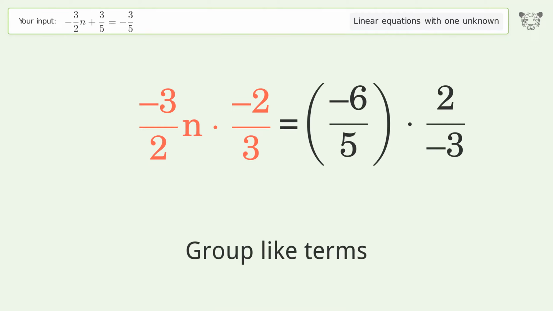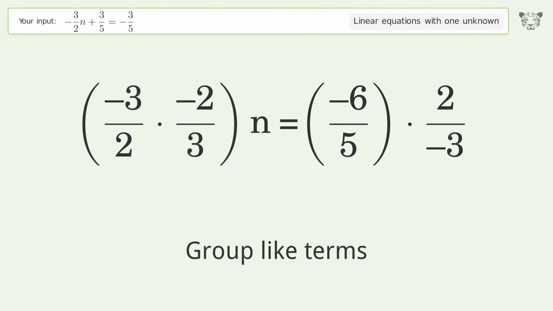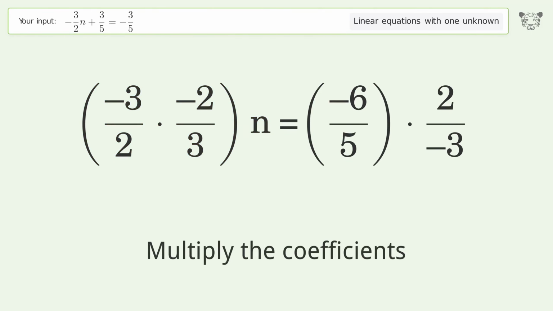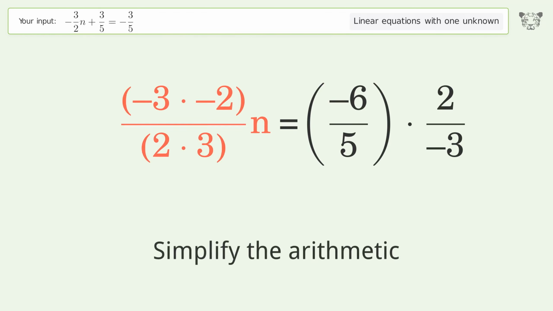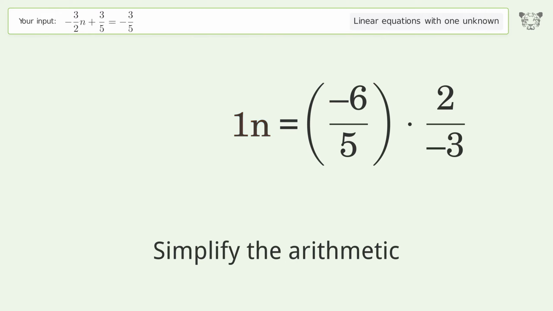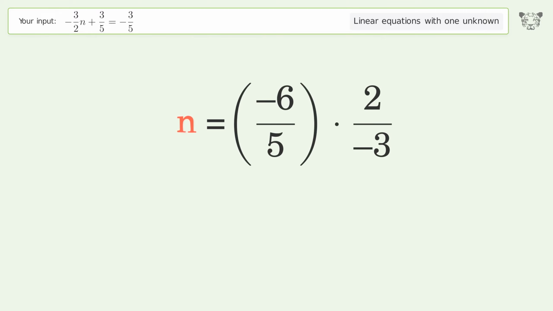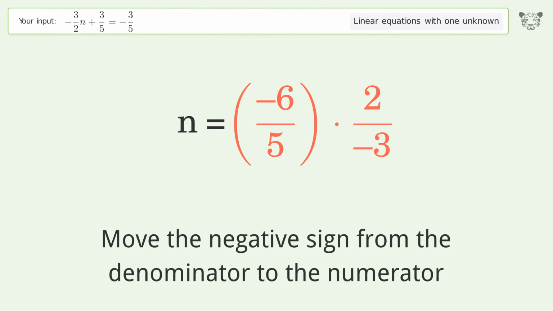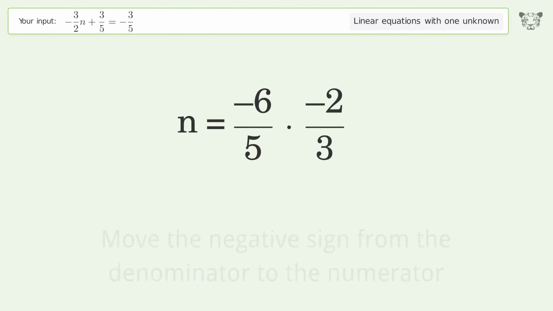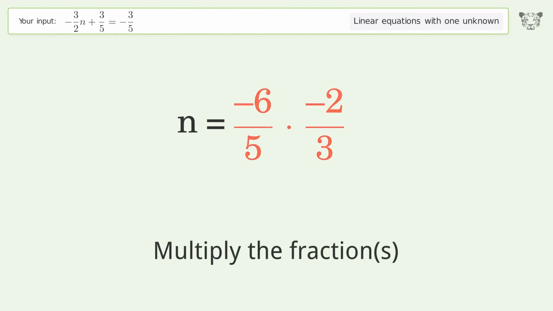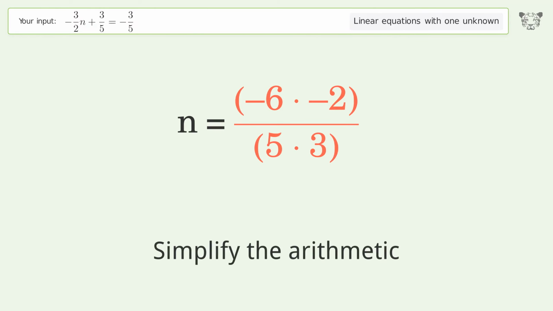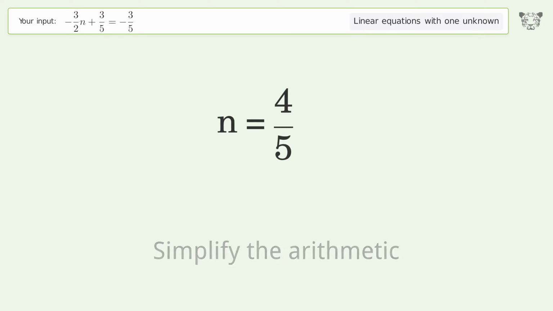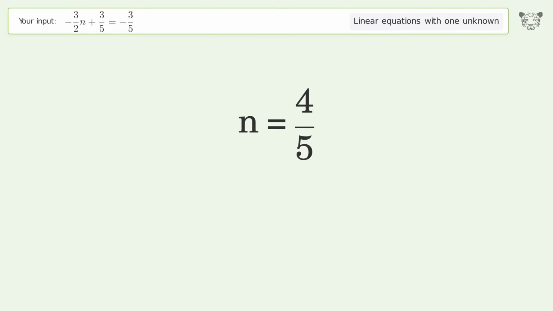Group like terms. Multiply the coefficients. Simplify the arithmetic. Move the negative sign from the denominator to the numerator. Multiply the fractions. Simplify the arithmetic. And so the final result is n equals 4/5.